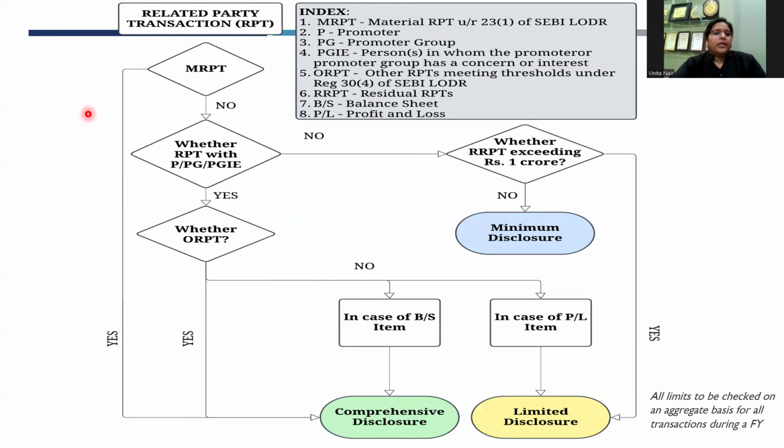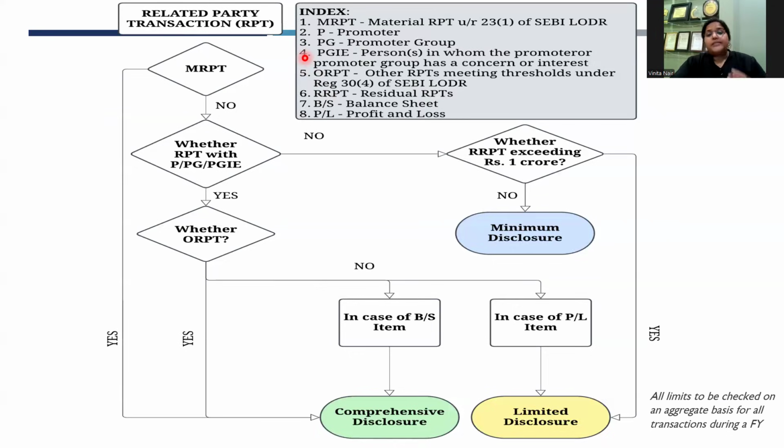One is the concept of material RPT, which we are all aware of: those RPTs which cross the threshold of either 1,000 crore or 10% of the consolidated turnover of the listed entity, whichever is lower. So this is the material RPT or MRPT. There is now a new concept of ORPT. We say other RPT, but it is an RPT undertaken either with a promoter, a promoter group, or a promoter group interested entity. This promoter group interested entity is again a new concept.